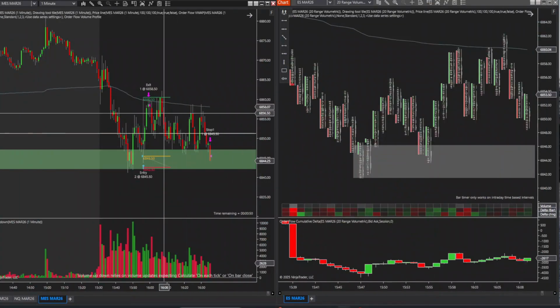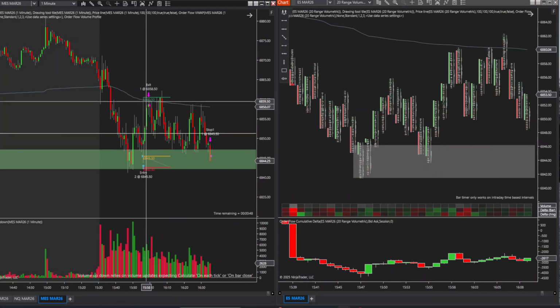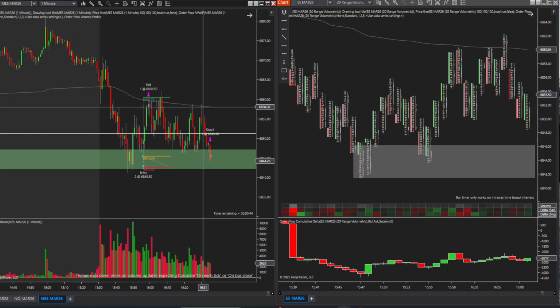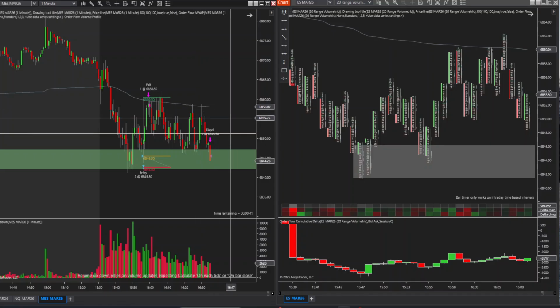Every time price came to VWAP, it rejected perfectly, like once, twice, three times, four times, five, six, seven, eight, nine times it came to VWAP, and every single time it got sold into and rejected.